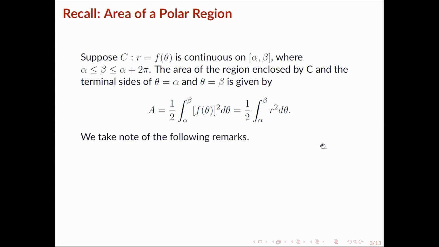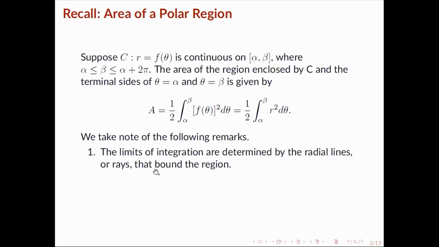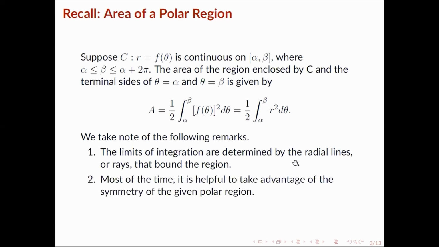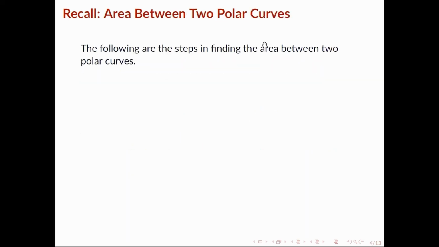So we take note of the following remarks. First, the limits of integration are determined by the radial lines or rays that bound the region. Second, most of the time, it is really helpful to take advantage of the symmetry of the given polar region. So these are the following steps in finding the area between two polar curves.